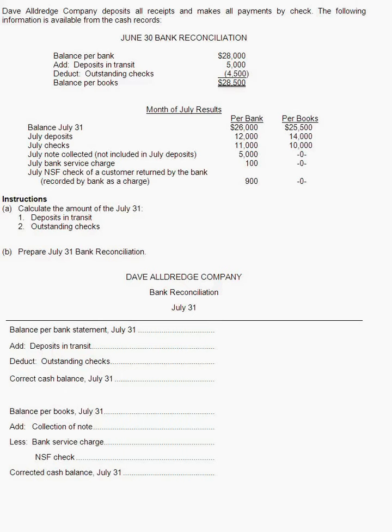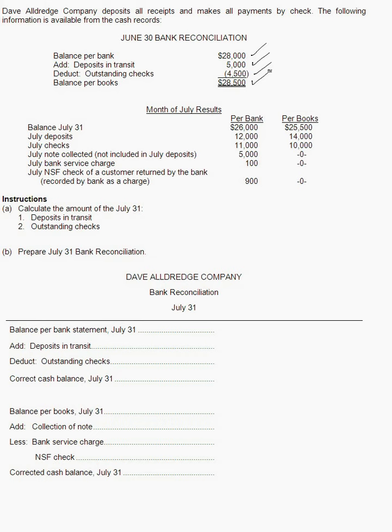This is a little bit more complex than some examples that you might see, and I want to take you through this process. So we want to start with the information that we have from the June bank reconciliation. And what we have from that, of course, was the book balance. We added in deposits in transit, we subtracted outstanding checks, and we ended up with our balances per book.